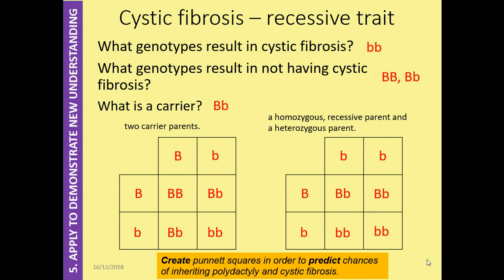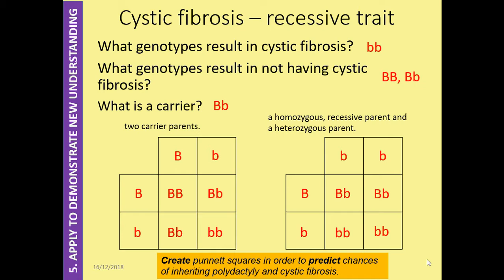That's the only genotype that will give you cystic fibrosis. So the genotypes that result in not having cystic fibrosis are big B, big B, and big B, little b. We have such a thing as a carrier. In any recessive trait, we have carriers. And a carrier is someone who carries the allele but does not have the cystic fibrosis themselves, okay? So a carrier is a heterozygous genotype, big B, little b.